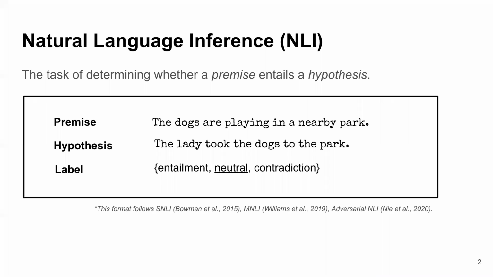Natural language inference is the task of determining whether a premise entails a hypothesis. For example, given the following premise, the dogs are playing in a nearby park, and a hypothesis, the lady took the dogs to the park. This hypothesis can be true or can also not be true given the premise. So if we have three class entailment labels, entailment, neutral, or contradiction, most people will likely label this pair as neutral. Here, we follow the format from SNLI, MNLI, the two largest NLI datasets, and the most recent adversarial NLI, using three entailment classes.